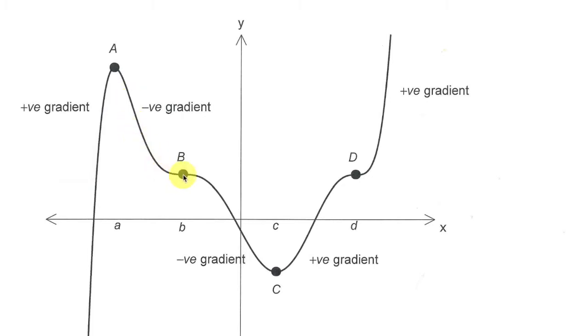At point B, we have a negative gradient, zero gradient, negative gradient. So that is a negative point of inflection. At C, negative gradient, zero gradient, positive gradient, and that pattern tells us that we have a minimum stationary turning point. And at D, positive gradient, zero gradient, positive gradient, so it's a positive point of inflection.